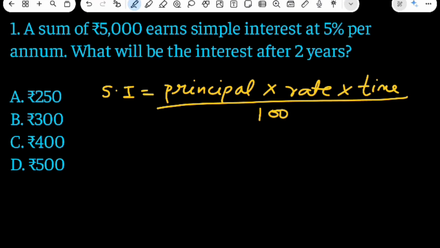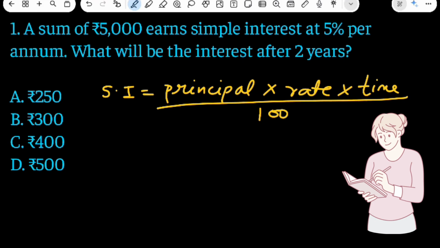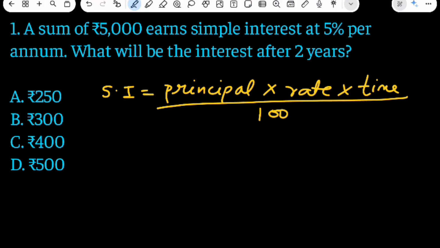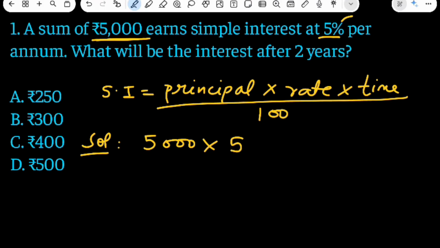Moving ahead with our first question: a sum of 5,000 earns simple interest at 5% per annum. What will be the interest after 2 years? So this is a very basic question which we have to practice every day. Now solving it, the principal is available here, that is 5,000. So this type of amount is known as principal. Now we have 5% available. 5% is your rate, because we have the percentage symbol with it, and any numeric term with a percentage is considered as rate here.